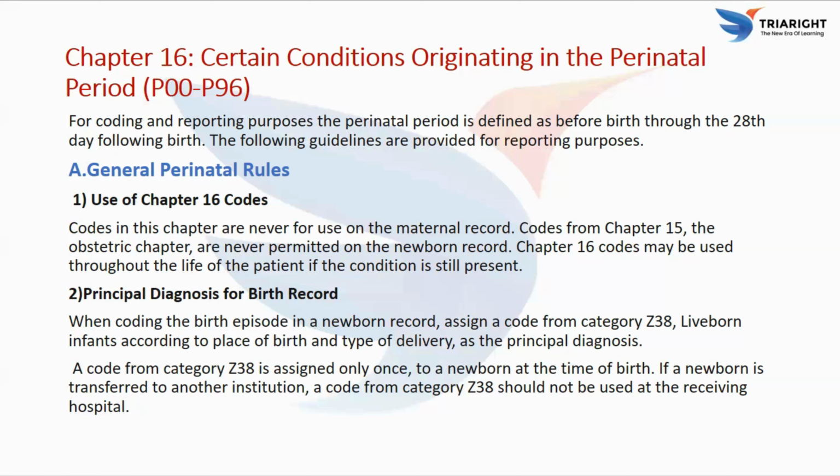So what is the principal diagnosis for the birth record? When creating the newborn's birth record, the first code, the principal diagnosis, should always come from category Z38, the liveborn infants. Z38 describes the place of birth and the type of delivery. What is the very important rule here? Z38 is assigned only once in a baby's life, at the moment of birth. If the newborn is transferred to another hospital on the same day or later, you should not assign Z38 again at the receiving hospital. Only once is enough.